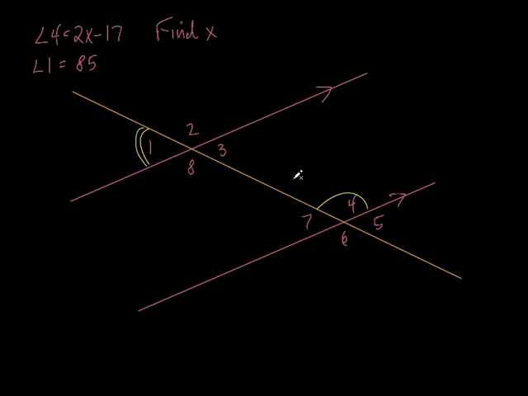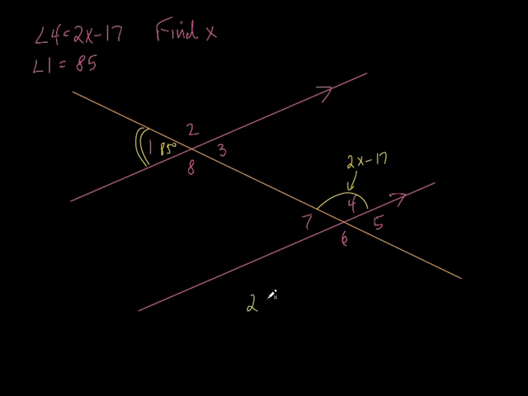So, do we set these equal to each other? This is 85 degrees, isn't it? Because angle 1 is 85 degrees. This angle right here is 2x minus 17. We don't set them equal to each other because this is obtuse, this is acute. So what are they then? If they're not equal, they're supplementary. That's exactly right.